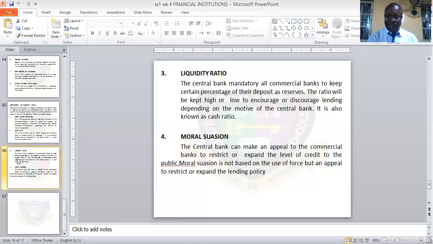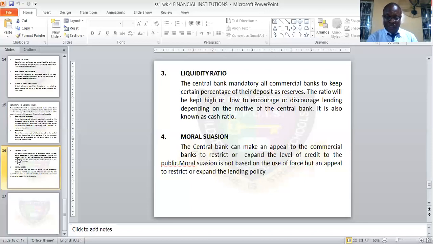So in case they experience what is called depression in their bank, the ratio will be kept high or low to encourage or discourage lending. Sometimes they can increase the rate of loan, or keep it high as well, so that people will not be able to patronize them. Another name for liquidity ratio is cash ratio. Same thing, cash ratio.